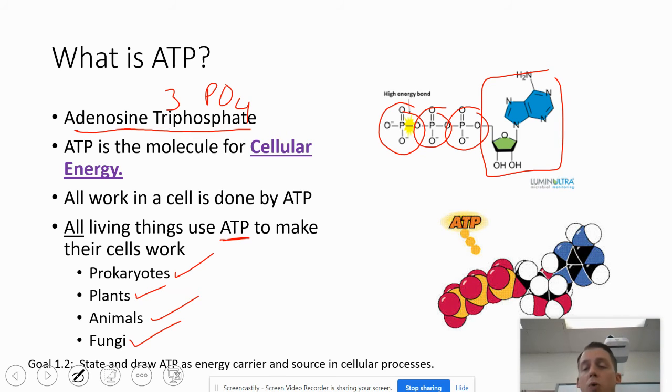And it's important to note, and something you should remember, is the bond that keeps that last phosphate on. That is the high energy bond. That is where most of the energy in ATP is found, right there. The bond connecting the second phosphate to the last phosphate, that is the high energy bond. That's where all the energy is.